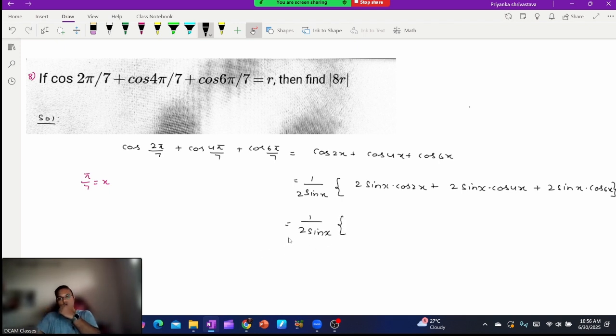2 sin A cos B, so it will be sin of A plus B plus sin of A minus B.